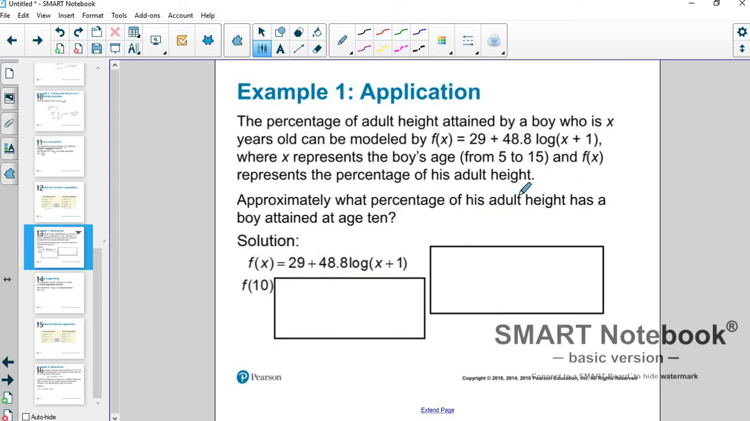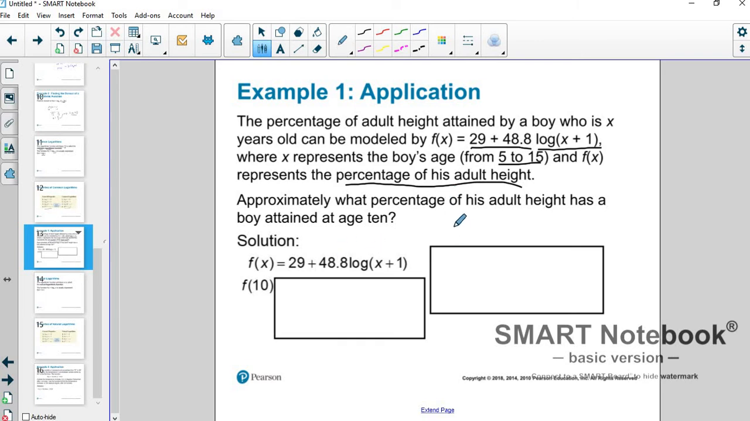All right. Let's see an application of how log base 10 can be applied. Here's a function. F of x is equal to 29 plus 48.8 log x plus 1, no base, so that's base 10. Okay? X represents a boy's age from 5 to 15, and f of x is the percentage of his adult height that he's going to reach. So theoretically, when a boy is 5 years old, that's the percentage of the height that they're going to be. It's not perfect, but it is a model.